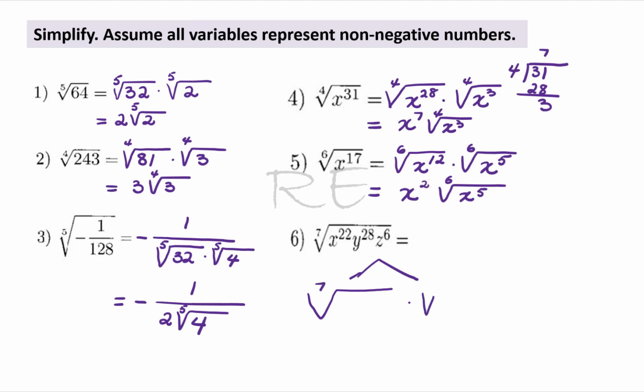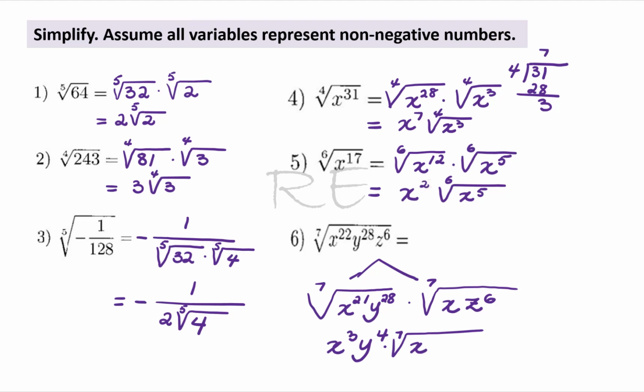We create a house for the perfect 7 and a house for the irrational. 22 divided by 7. 21 is the perfect 7 and 1. 28 is a perfect 7 because it's divisible by 7. And z to the 6 is irrational. 7th root of x to the 21 is x to the 3rd. 7th root of y to the 28 is y to the 28 divided by 7, y to the 4th. Multiply by 7th root of x, z to the 6th.